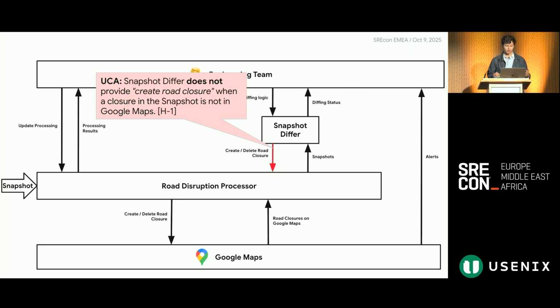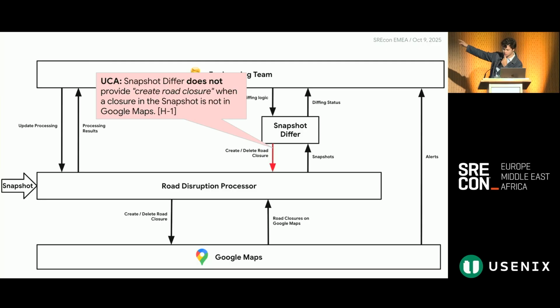And it would be unsafe for it to not do that. And if this particular UCA does happen, then Google Maps will be out of sync with the snapshot. So how can this actually happen? Well, let's start looking at the feedback. So what feedback does this controller receive here?